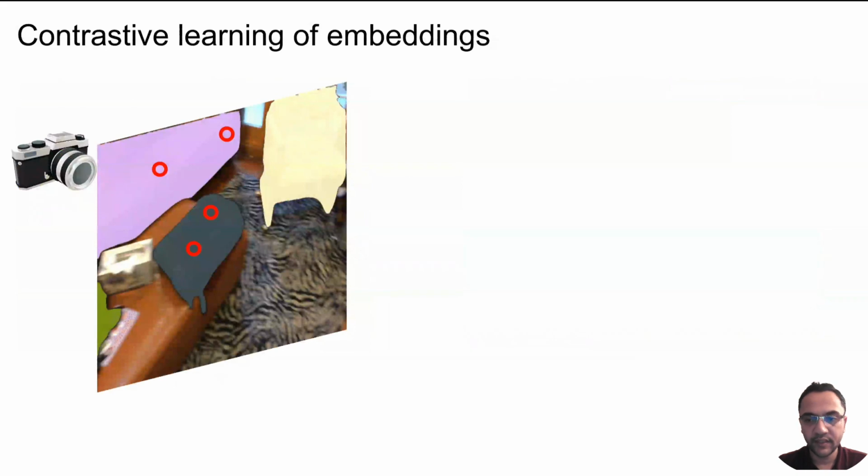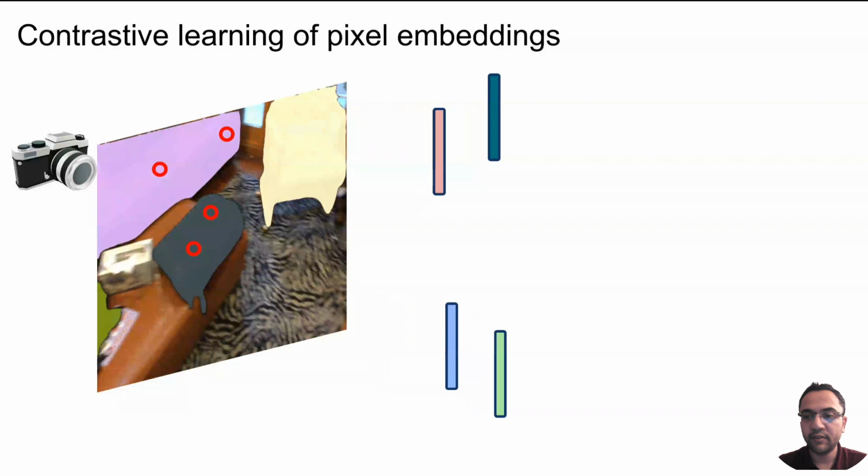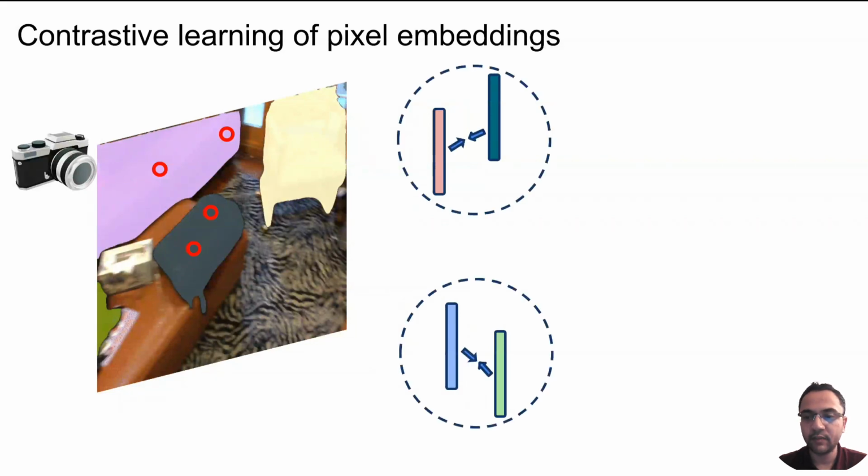To understand this, consider a view of the scene. For any pixel in this view, instead of predicting its instance label, we propose to learn an embedding that represents the object identity of the pixel. To do this, the embeddings of pixels from the same segment are pulled together, and pixel embeddings from distant segments are pushed away using our objective function.